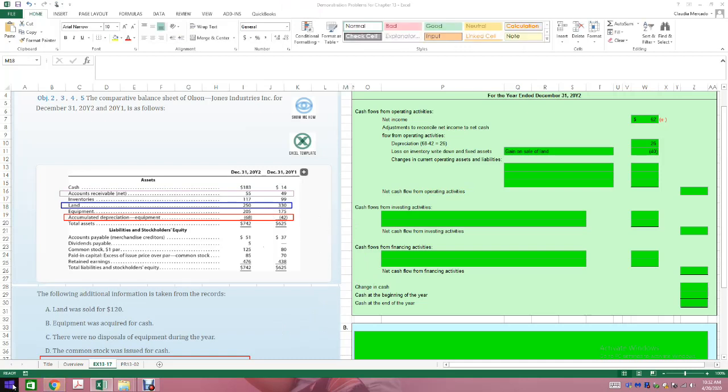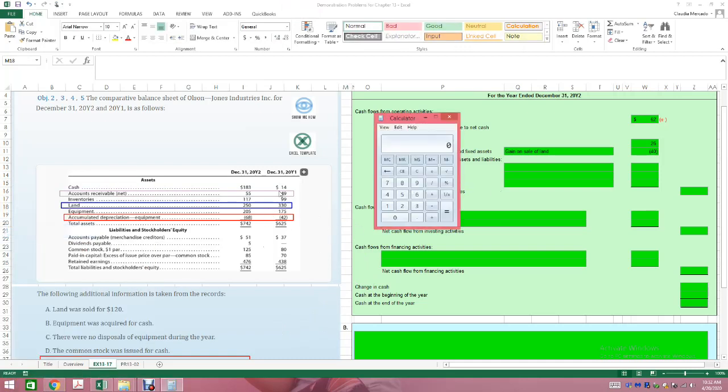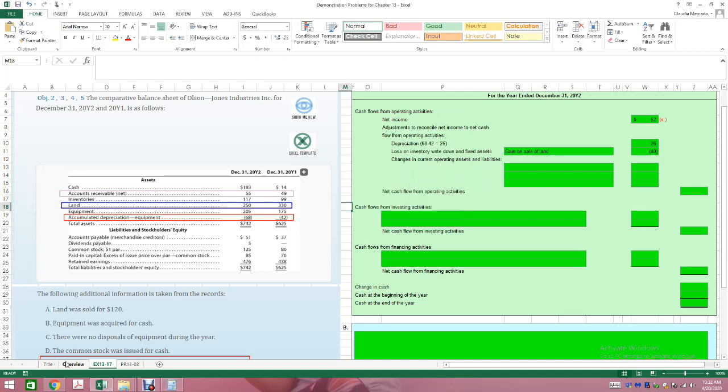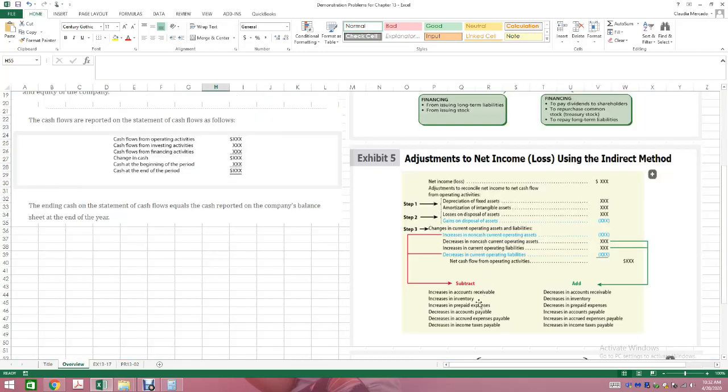So, accounts receivable. Okay, let me get my calculator. I started out with $49 in accounts receivable. Now I have $55. So, my accounts receivable increased by $6. It went up from 49 to 55. So it increased by $6. Now let's look over here. If your accounts receivable increases, then you subtract. An increase in accounts receivable gets subtracted.